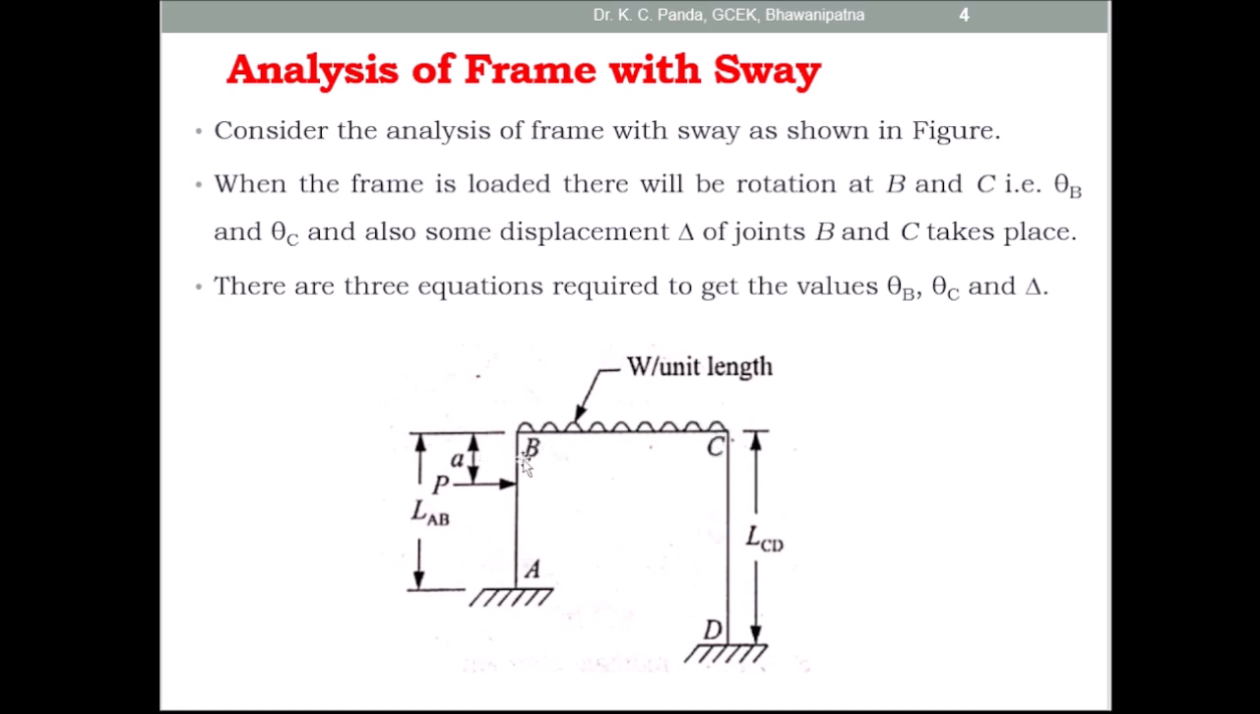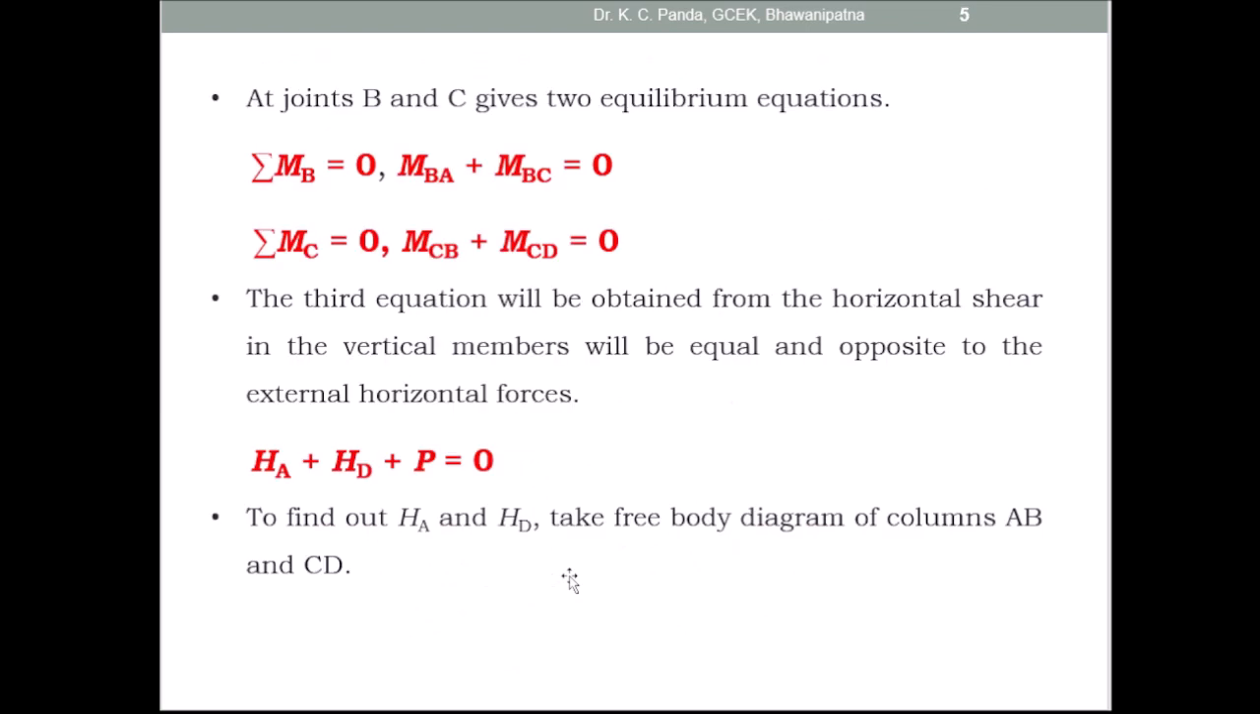That is, the sum of the moments at B is equal to 0 and the sum of the moments at C is equal to 0. That is, MBA plus MBC is equal to 0 and MCB plus MCD is equal to 0. So there are two equations, but here there are three unknown displacements. You have to take one more equation so that you can find these three unknown displacements. The third equation you can find by taking the horizontal shear in the vertical members.